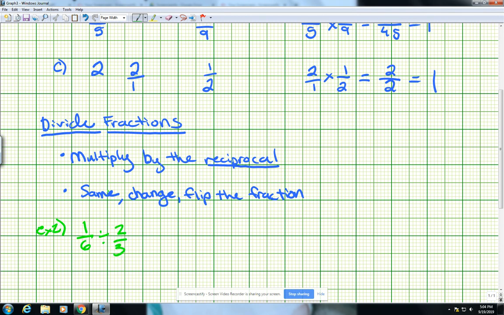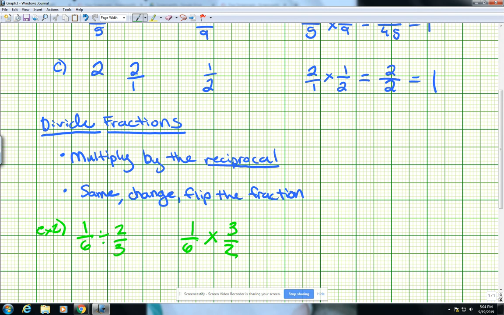I'm going to go back up to my little jingle. Same, change, flip the fraction. So same is talking about this first fraction. I'm going to keep this fraction completely the same, so I'm just going to rewrite 1/6. The change happens when we change this sign to a multiplication sign because we're going to be multiplying by the reciprocal. So the change is going to be the change of sign. Flip the fraction is talking about the second fraction. So we're going to take 2/3 and write its reciprocal. We're going to flip it upside down to 3/2. Same, change, flip the fraction.